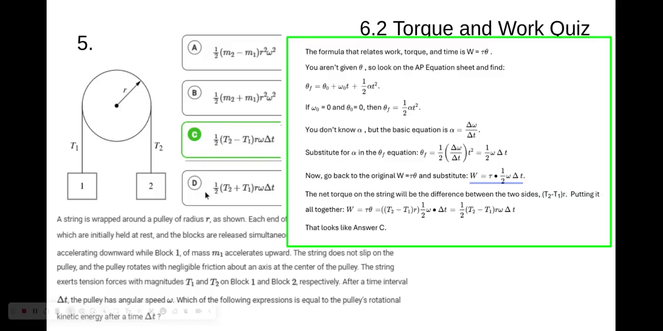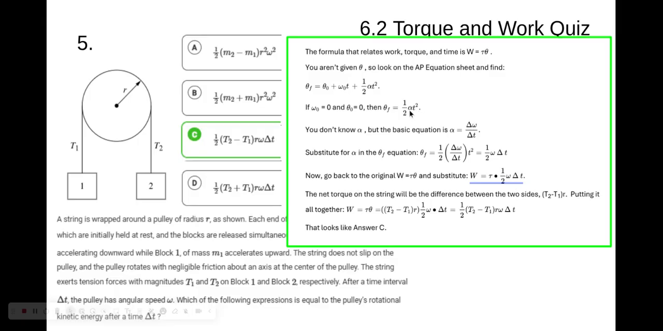The formula that relates work and torque and angular position is the one we've been looking at all along in this unit. We aren't given theta, so let's go to our go-to theta formula. Again, fortunately, this is going to be 0 because it was at rest. This is going to be 0 because it was at rest. So our final angular change is going to be 1/2 the angular acceleration times time squared.